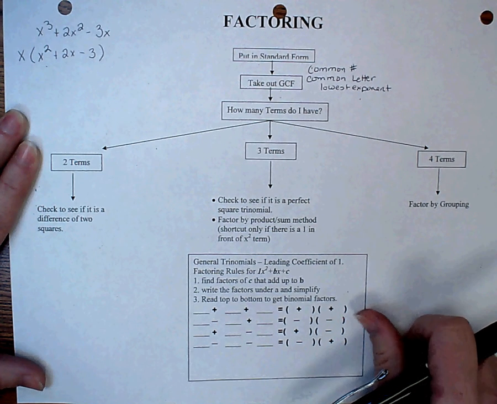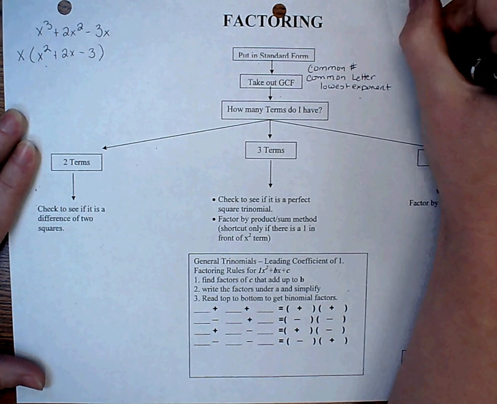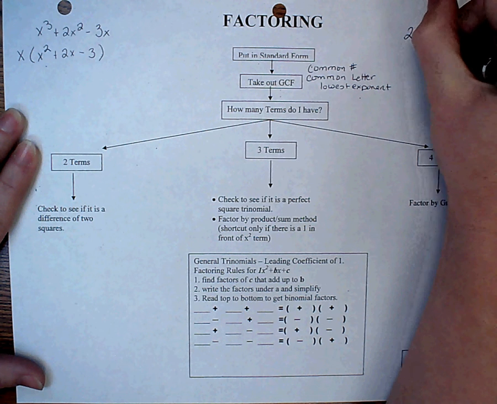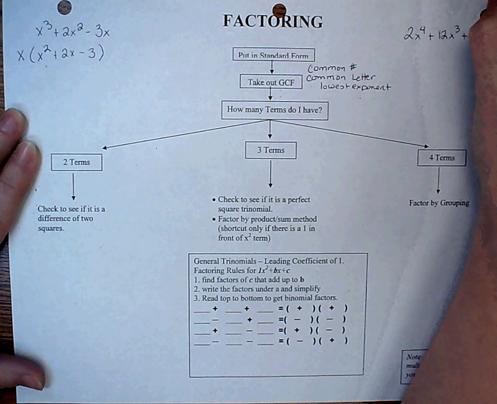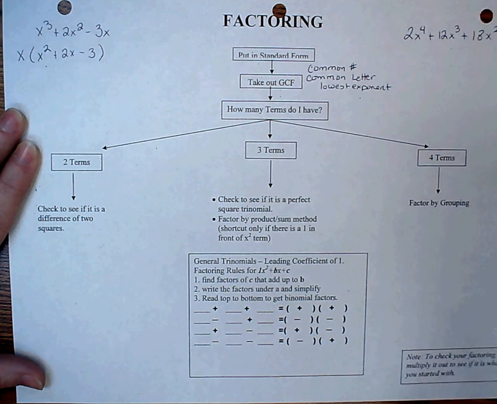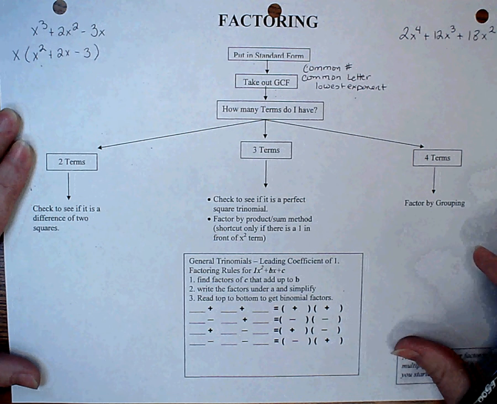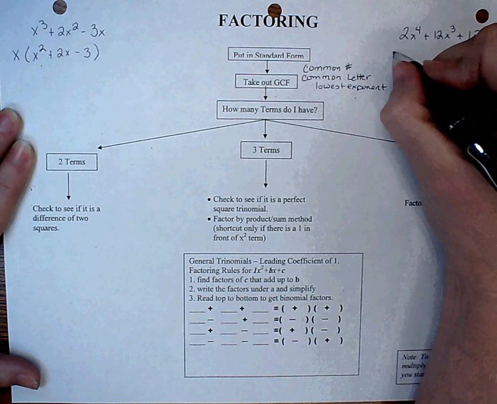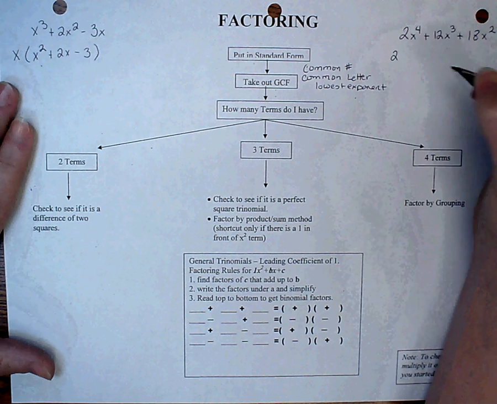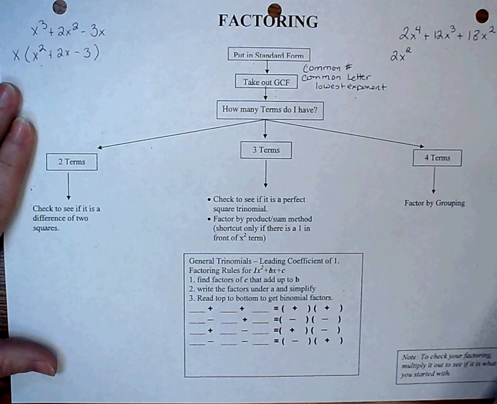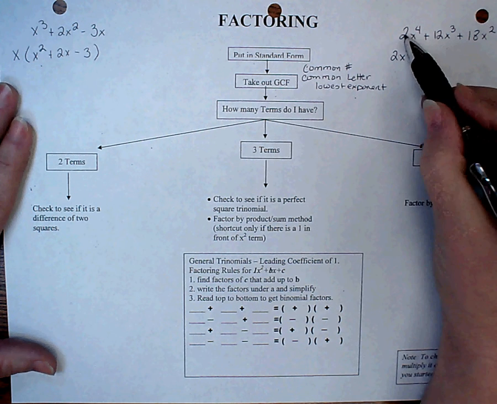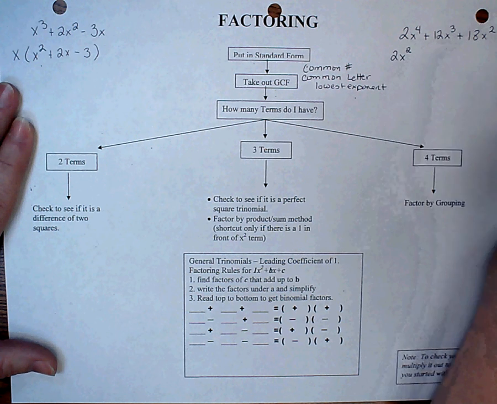Another example is going to be on this side. If I put in 2x to the fourth plus 12x to the third plus 18x squared, you will notice in this problem that we do have a common letter and a common number. So here our common number would be a 2. So if I factor out a 2, the common letter is x, and our lowest exponent would be squared. The common number is 2 because 2 goes into 2, 2 goes into 12, and 2 goes into 18.